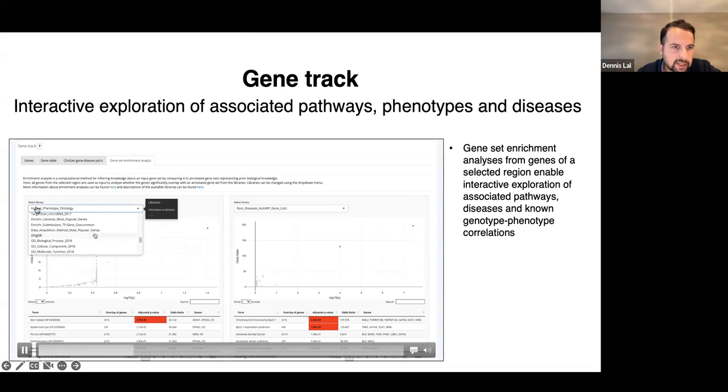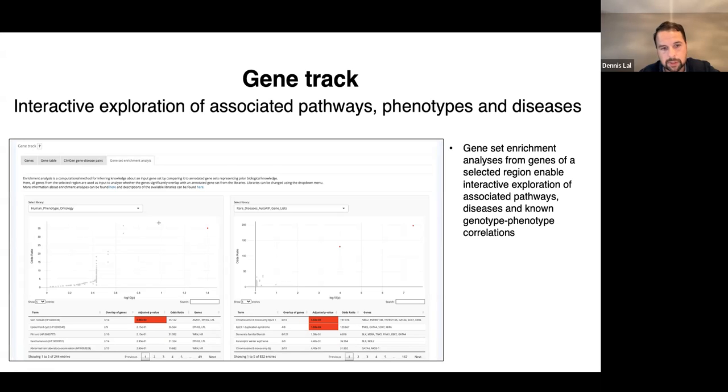So for example, if we select, we can do many gene set enrichment analyses, and we did one here for HPO terms, so human phenotype ontology terms. And we see that there are 14 genes known to be associated with a specific skin nodule. And we see 3 of those 14 genes are in this interval we looked at on chromosome 8p.